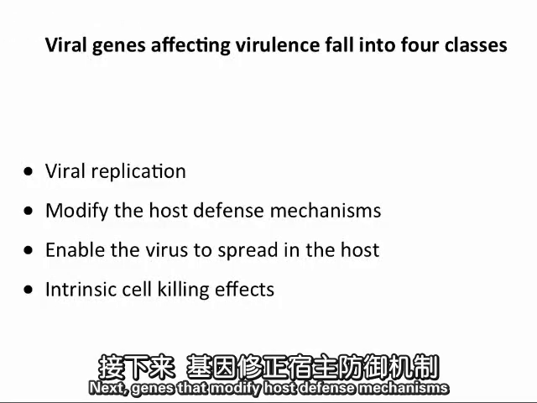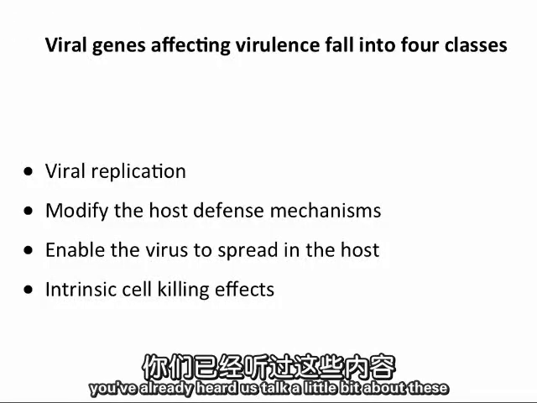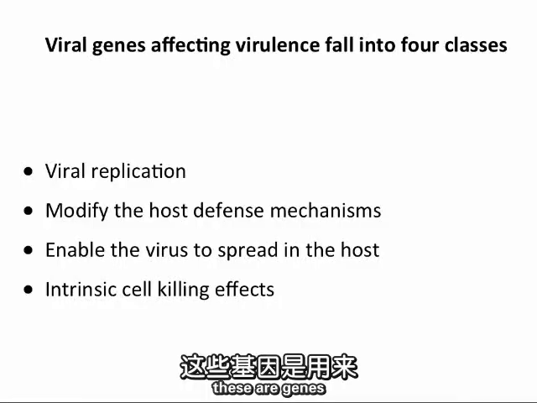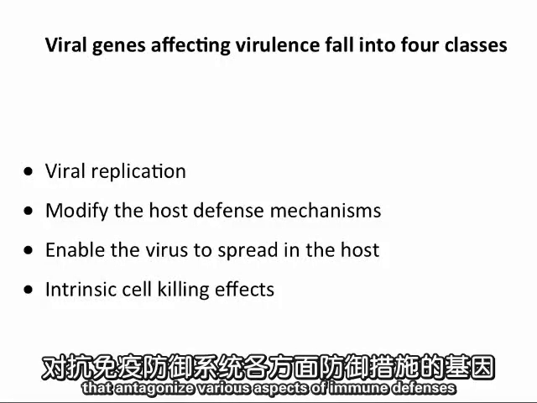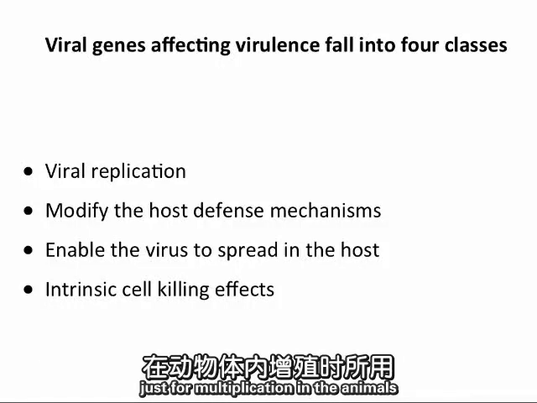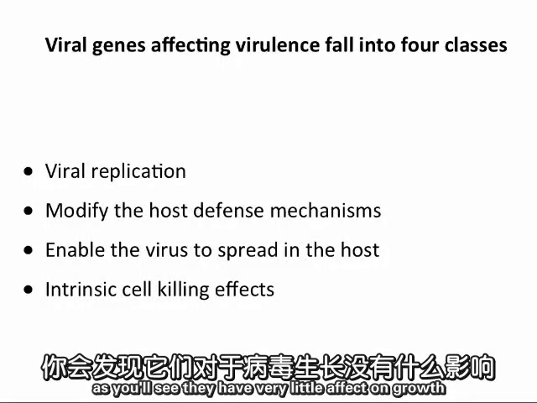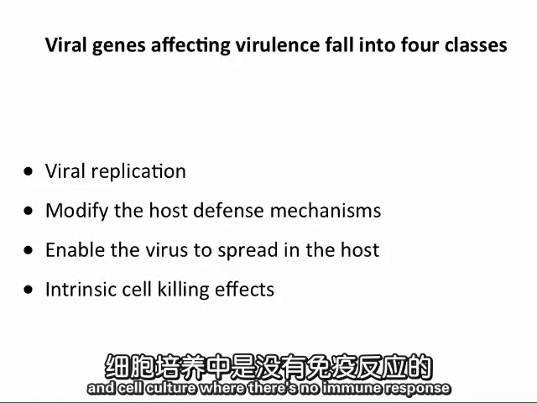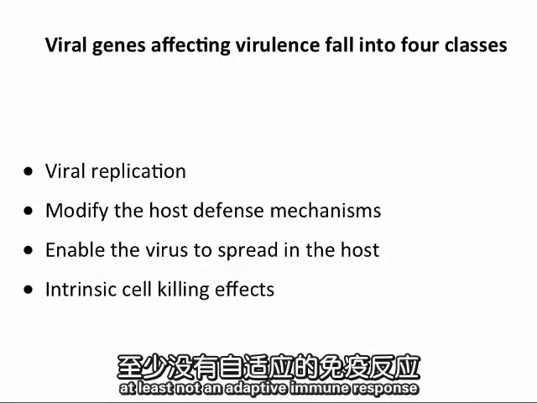Next, genes that modify host defense mechanisms. You've already heard us talk a little bit about these. These are genes that antagonize various aspects of immune defenses. And these are typically required just for multiplication in the animal. If you take these genes out, as you'll see, they have very little effect on growth in cell culture where there's no immune response, at least not an adaptive immune response.